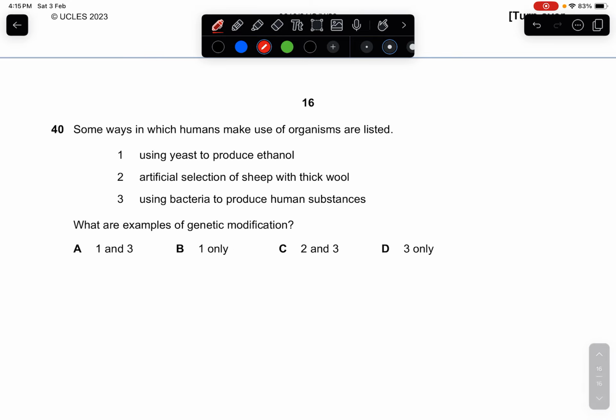Question 40, the last question. Some ways in which humans make use of organisms are listed. Using yeast to produce ethanol. Artificial selection of sheep with thick wool. Using bacteria to produce human substances. What are examples of genetic modification? Genetic modification is when you're using a particular organism to replicate to form something new. You basically modify the genetic sequence. So yeast is not, artificial selection is not, only number 3. So the answer is D.